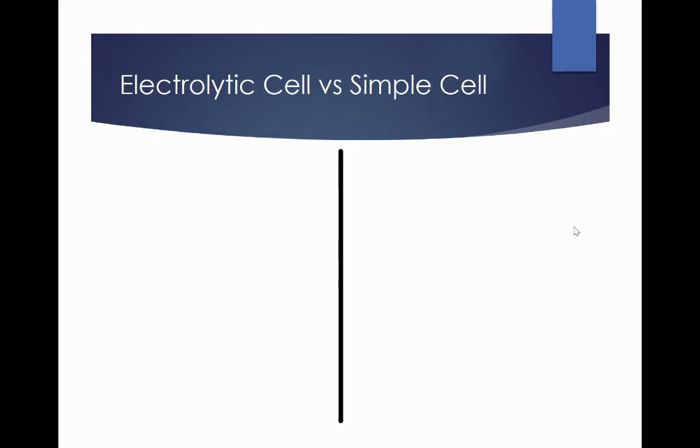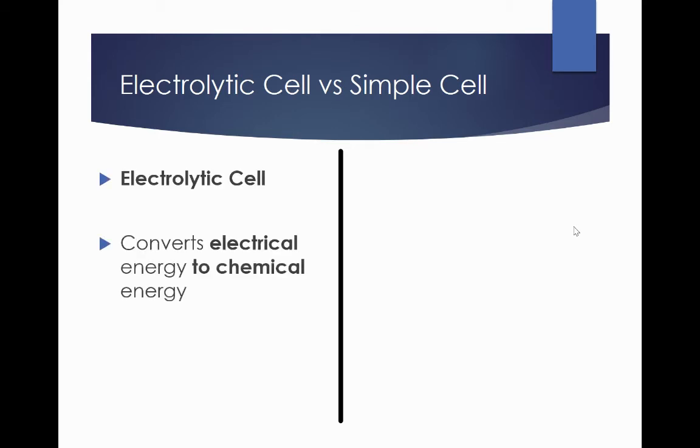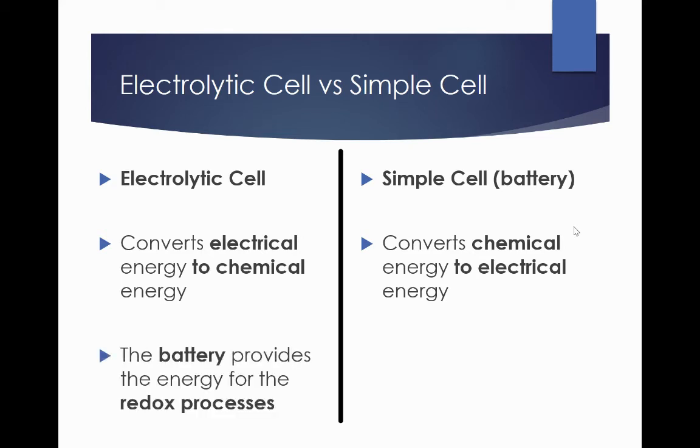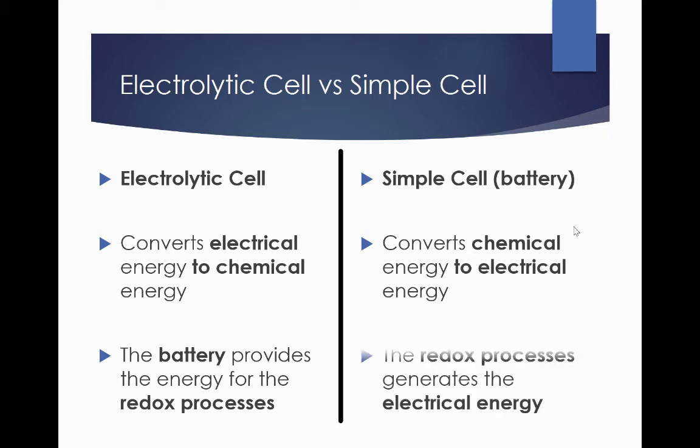Now, the two kinds of cells, electrolytic cell and the simple cell. In an electrolytic cell, electrical energy is converted to chemical energy, whereas for your simple cell, which is otherwise like a battery, it converts chemical energy to electrical energy. They are really like opposites of each other. And in your electrolytic cell, the battery is the one that provides the energy for the redox processes, whereas in a simple cell, the redox processes is the very thing that will generate the electrical energy.